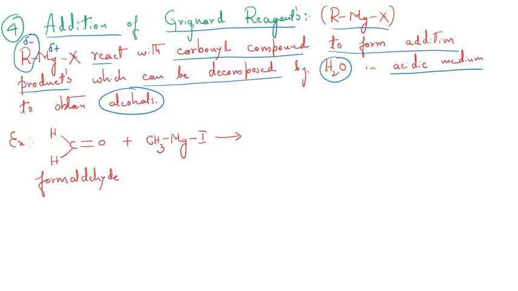Is it clear, students? So here I have taken an example 1, with respect to formaldehyde. Formaldehyde is treated with methyl magnesium iodide, and we know that this pi bond is going to shift here. This oxygen bears partial negative charge and this carbon bears partial positive charge. The Grignard reagent R, that is the methyl group, acts as a nucleophile and will attack this electrophilic carbon. So I can write the addition product, that is adduct, right?